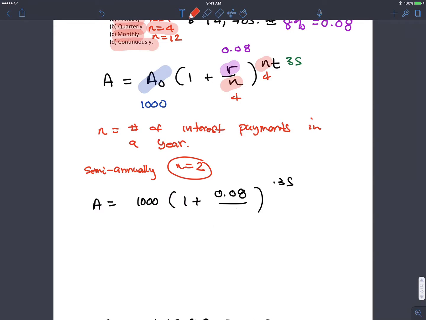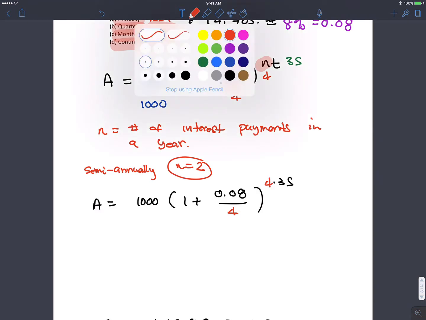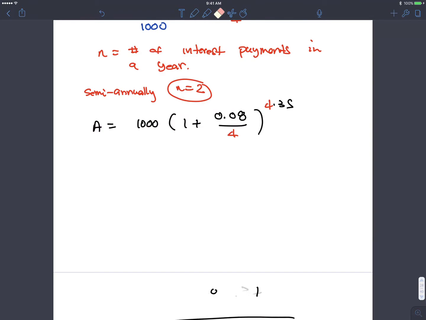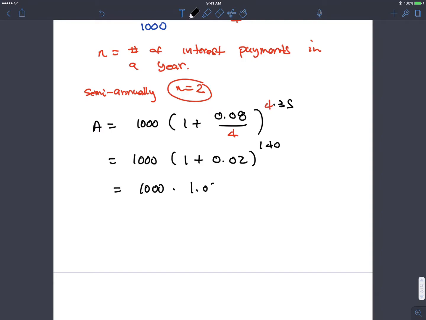And really emphasize the change. This is now 4 times 35, and this is now 0.08 divided by 4. So our formula is going to become same exact model, same procedure. We get 1,000 times (1 plus 0.02). 4 times 35 is 140. So this is 1,000 times 1.02 to the 140th power.